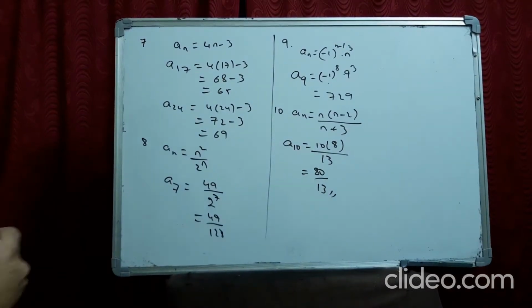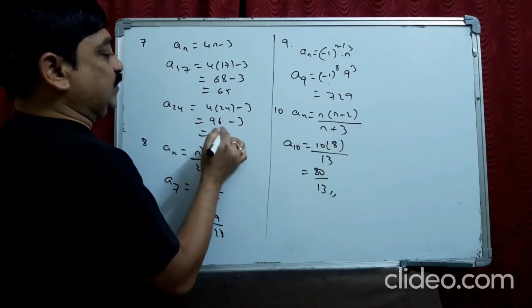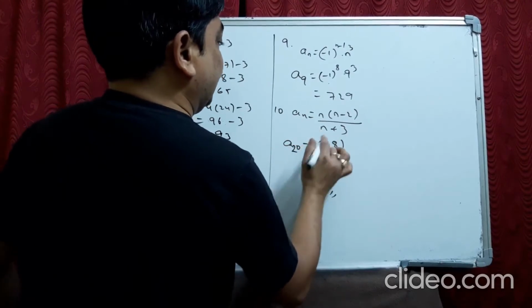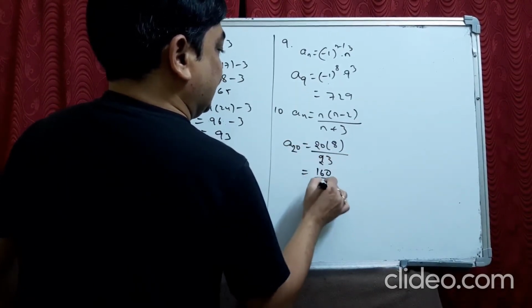Oh, sorry, here it is 4 into 24 is 96. I'm sorry. 96 minus 3, 93. And here also, they have asked us to find a20. So 20 into 8, 160 by 23. Very sorry.